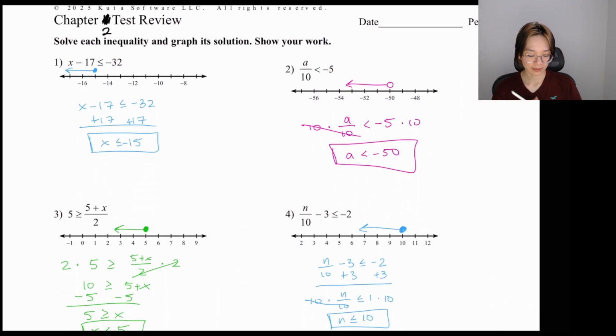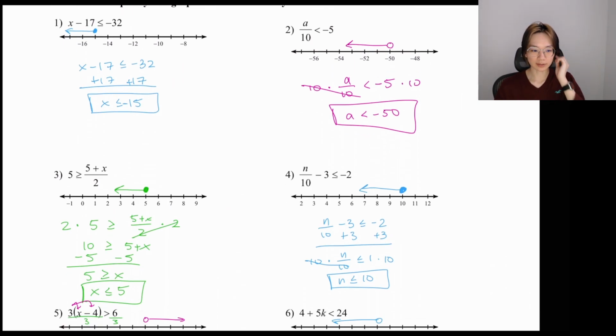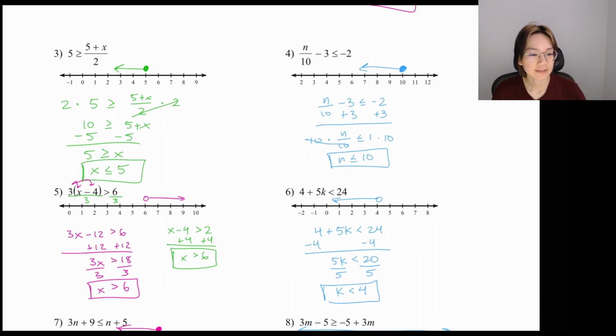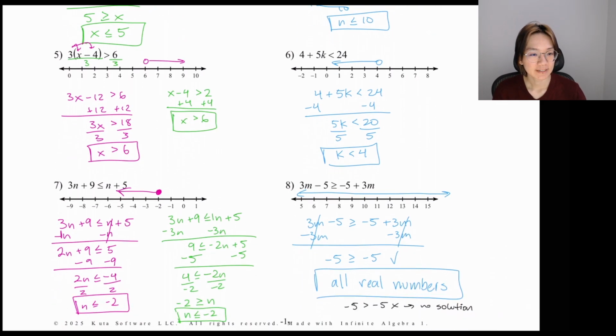So, number 1, x is less than or equal to negative 15, and there's the graph. Number 2, a is less than negative 50, and there's the graph. Number 3, x is less than or equal to 5, there's the graph. 4, n is less than or equal to 10, there's the graph. 5, x is greater than 6, and there's the graph.